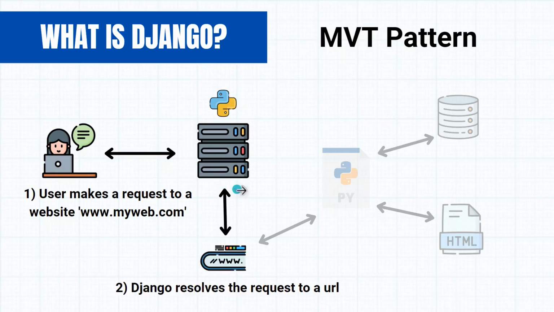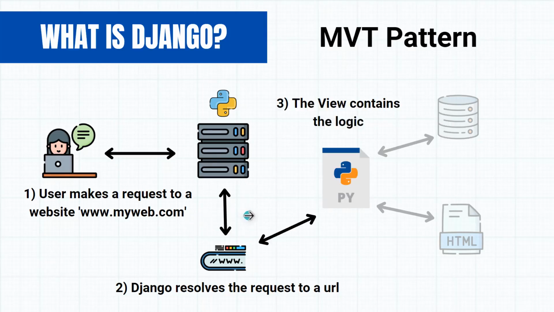The next step is that Django resolves this request to a specific URL. So in this case, it's going to myweb.com, nothing after .com. So it's going to the home URL. If it had myweb.com/about, then Django would resolve this to the URL for the about. And if it was myweb.com/item/one, then Django would know to resolve the request to that URL. And again, this is just a Python file here. So Django resolves it to the correct URL, in this case, the home route.